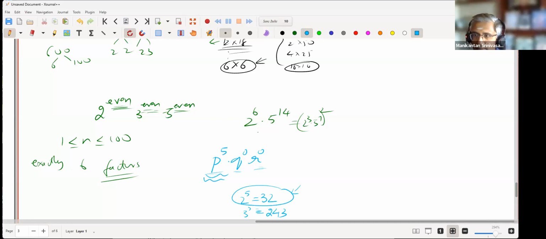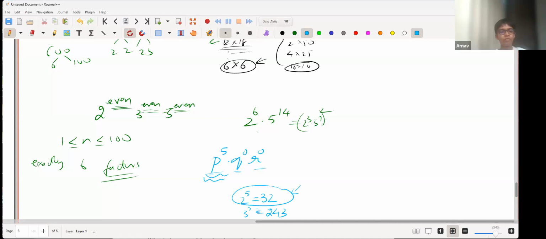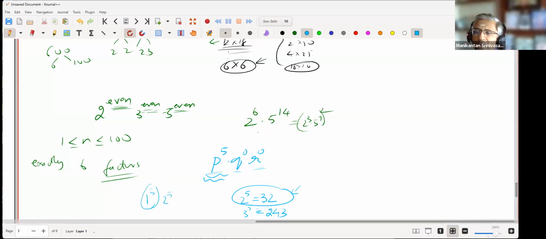Okay, but Snigdha's answer is not complete, right? It's not just 5th powers of prime numbers, but also 5th powers of what other numbers below 100? There's basically 2 numbers, 1 and 2, because 1 raised to power 5 is 1 and 2 raised to power 5 is 32.